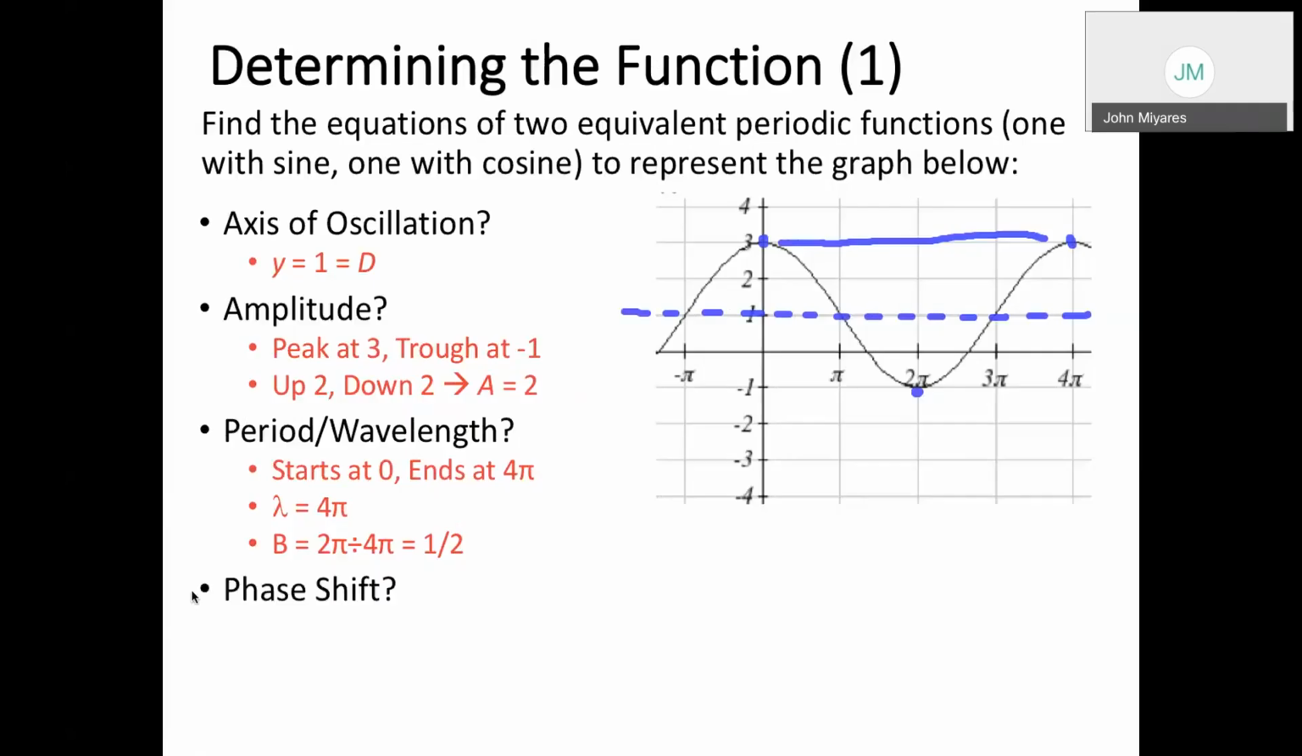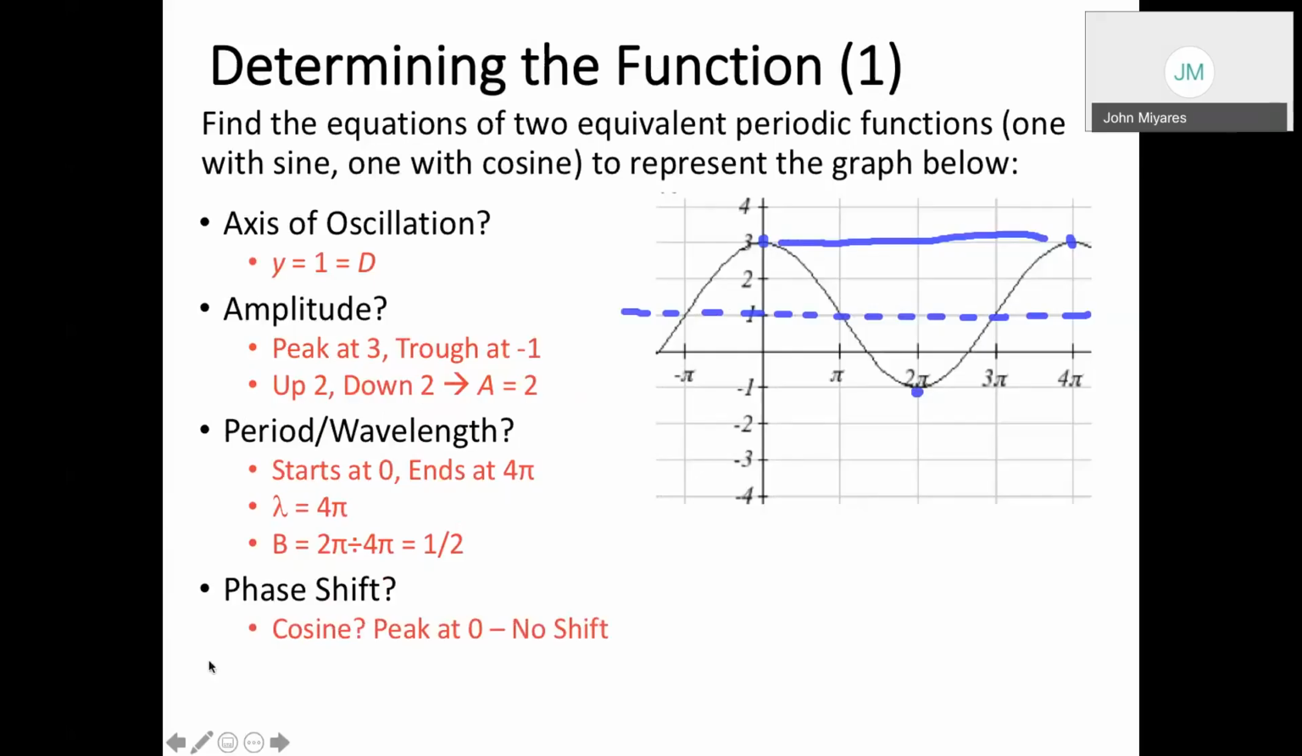Lastly, we need to look at the phase shift, and that's a little bit tougher to see. The phase shift is going to be dependent upon whether or not we want to call this a sine wave or a cosine wave. A cosine wave normally starts when x equals 0 at its peak. So if I call this a cosine wave, then there is no horizontal shift because on this graph, we have a peak at x equals 0.